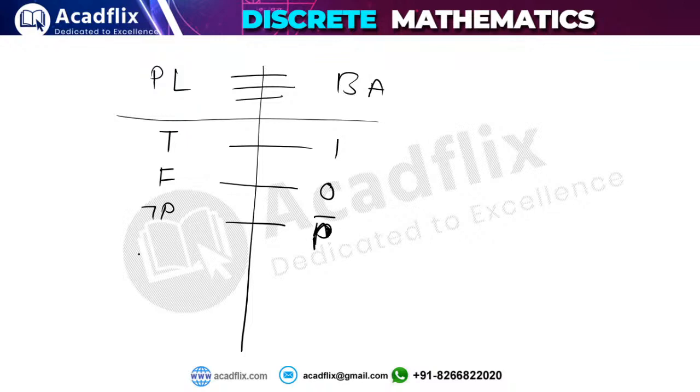In propositional logic we use P conjunction Q. In Boolean algebra we will use P dot Q. Either we will use P dot Q, or we will directly write PQ.